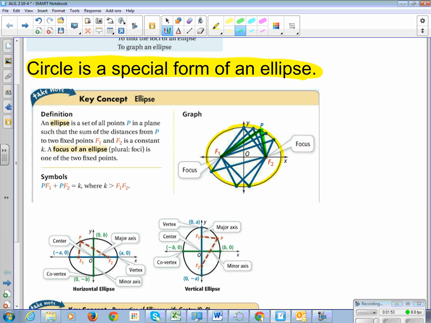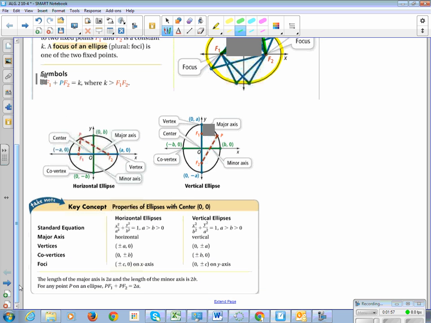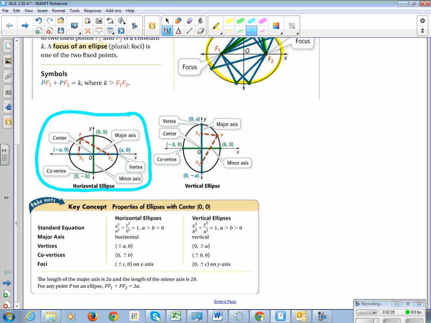So, and I don't expect you to write any of that down. What I would like you to write down is these 2 pictures. So draw this picture of the horizontal ellipse, make sure you label all the items, and then right next to it draw the picture of the vertical ellipse. So let's talk this over.